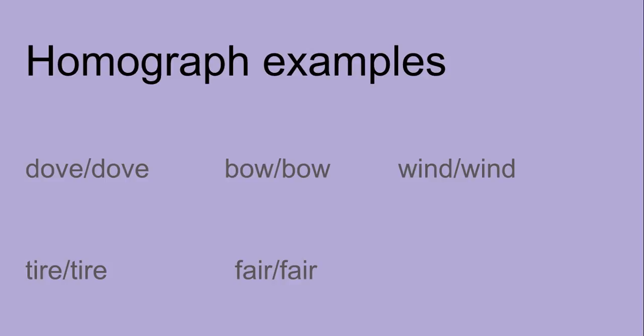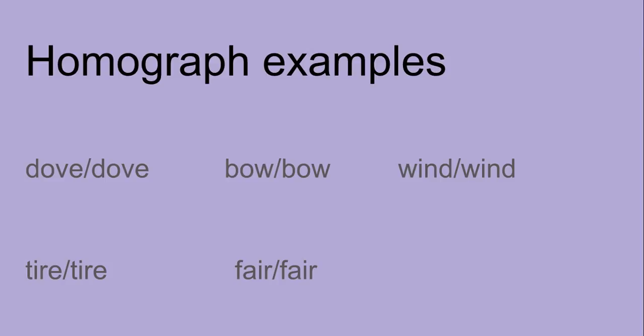Secondly, we have B-O-W, bow and bow. A bow would be something you might wear in your hair. Bow is to bend at the waist to accept applause. Then we have wind and wind. Wind is blowing air, air moving. Wind is to turn something, to wind it up.